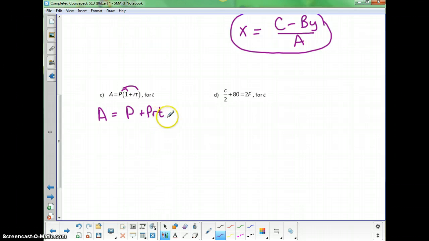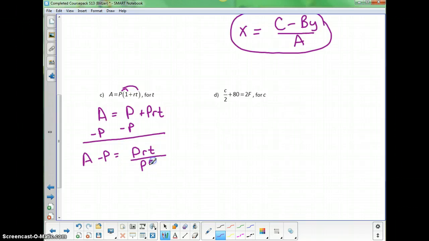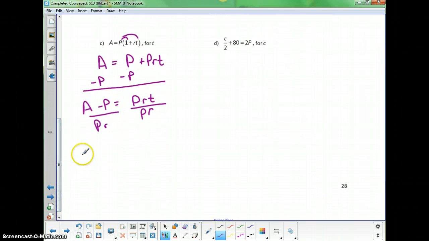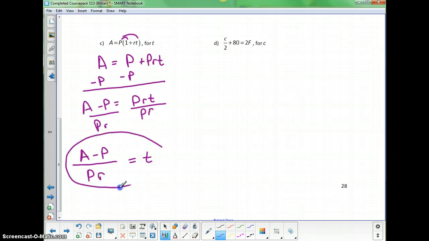Now, again, I'm trying to solve for t. This p is being added on, so we're going to subtract it off of both sides. It's not part of the t term. So I have a minus p equals p r t. And I'm looking to solve for this t. P and r being multiplied by it, so the opposite would be to divide by p and r. Let's divide by p and r. When I write this, make sure that I write the entire a minus p with a long division sign. The entire thing is divided by p and r equals t. So t has been solved for.